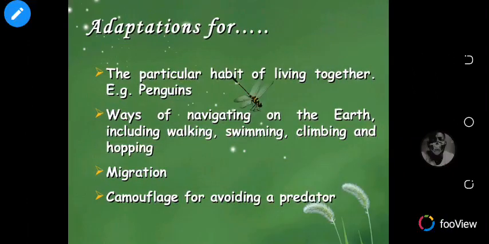So let's look at adaptations for living organisms or animals. The particular habit of living together is also an adaptation. Ways of navigating on earth, including walking, swimming, climbing, and hopping, is an adaptation. Migration is an adaptation. Camouflage for avoiding predator is an adaptation. And we are going to look at all these as we move forward.